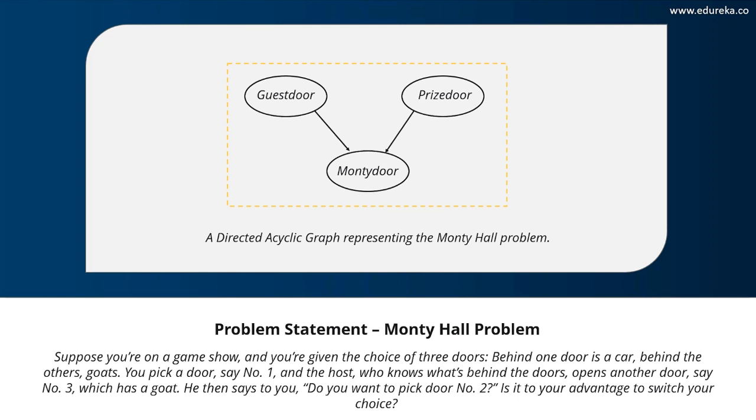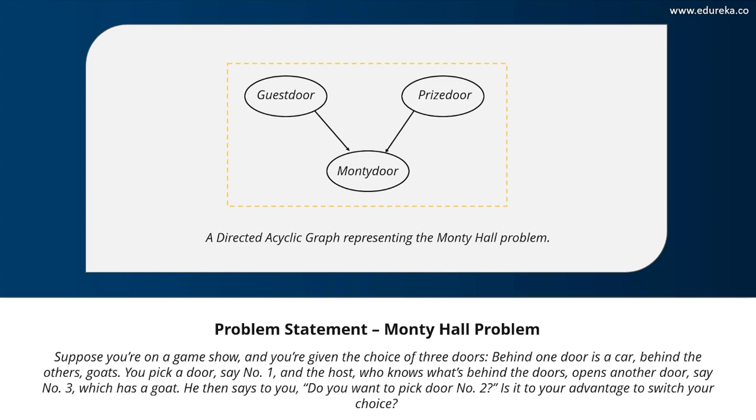However, the door that Monty chooses to open is dependent on both the doors. It depends on the door selected by the guest and the door the prize is behind, right? Monty has to choose in such a way that the door does not contain the prize and it cannot be the one chosen by the guest, right? These are the conditions you need to remember.